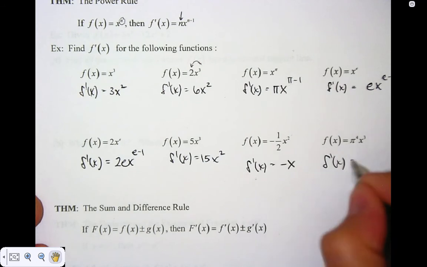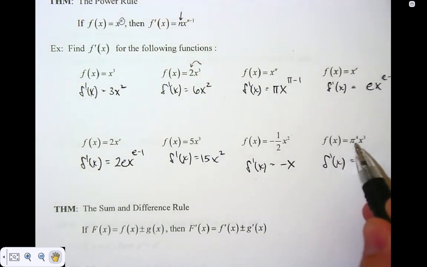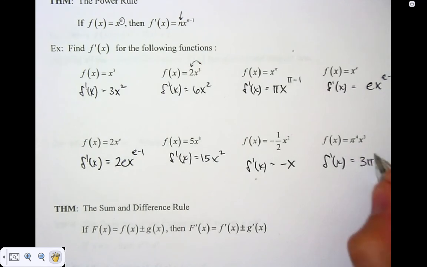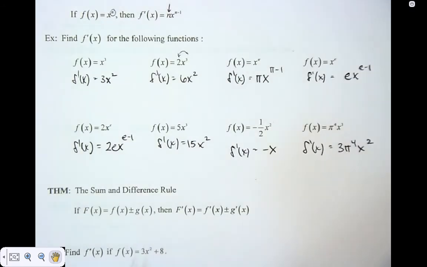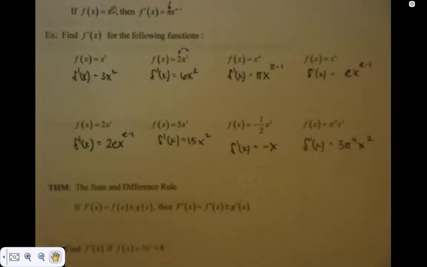F prime here, your coefficient is pi to the 4th, and so if I bring down the 3, I just have 3 pi to the 4th, x to 1 smaller. Okay, so even though some of those look weird, you just have to go through the process and follow the rules. Okay, so then there's a sum and difference rule.